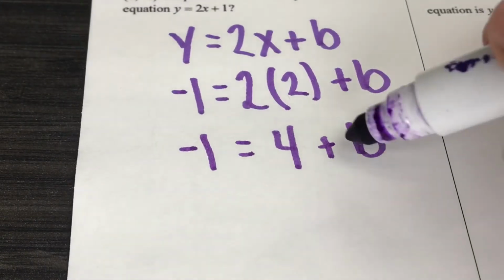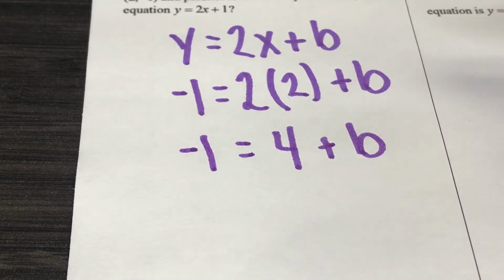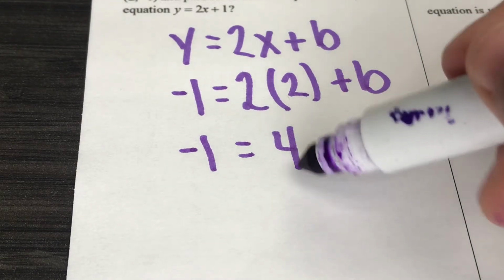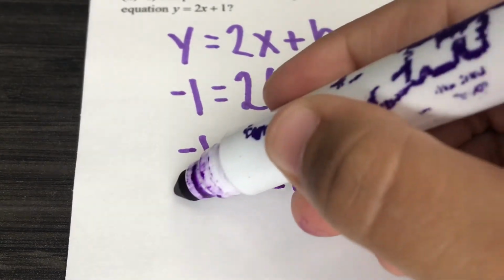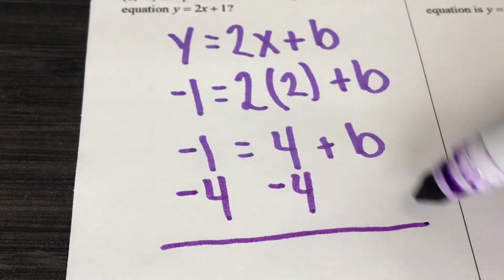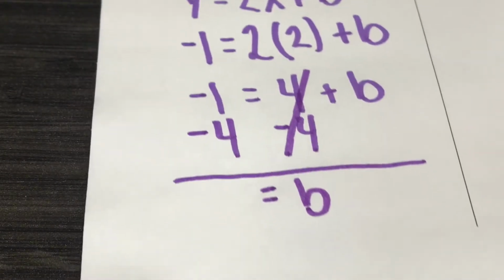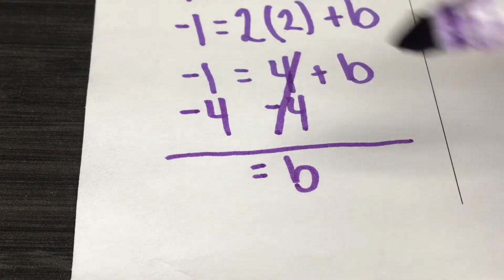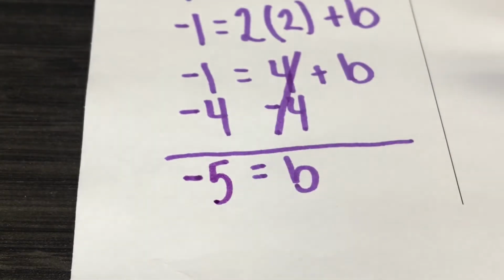Now to get b all by itself, we need to move the thing that is not b, which in this case is 4. We're going to use our inverse operation. Since 4 is positive on this side, to move it to the other side of the equal sign, we have to subtract the 4, which cancels it out, which gets b all by itself, just like we wanted. Now from here, let's simplify. -1 minus 4 is equal to -5. So we know b is equal to -5.